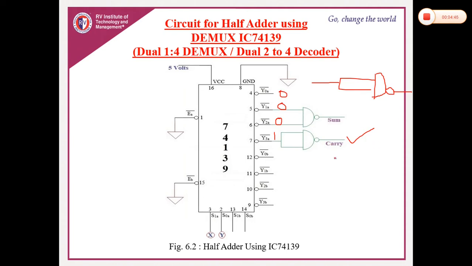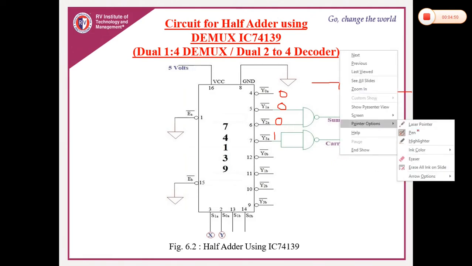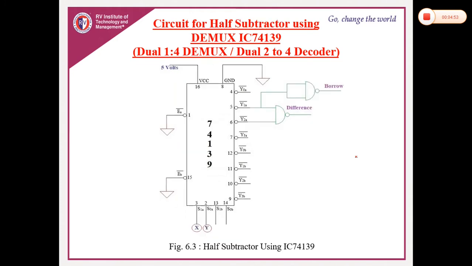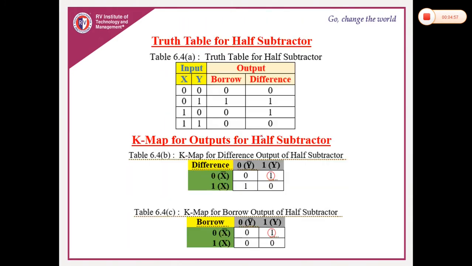So this is how to implement half adder. Then can you just enhance yourself for the circuit associated with half subtractor? Yes, this is the one. So for half subtractor, if you remember, this is the truth table for half subtractor. For these 4 combinations, difference is again same 0 1 1 0.